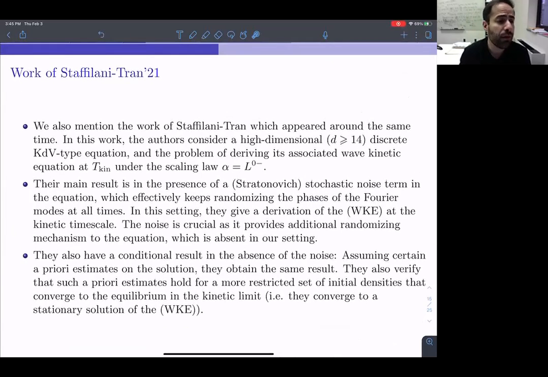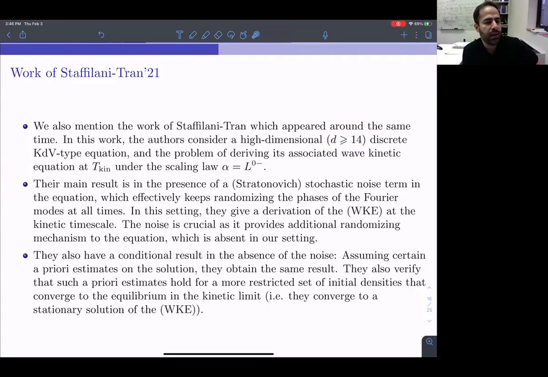Before I go to discuss the proof, I should mention the work of Safinan and Tran that also came up last year. There they considered a high-dimensional discrete KdV equation, d greater than or equal to 14, and the problem of deriving the associated wave kinetic equation. So their main result falls under the stochastic setting that I mentioned a few slides ago.